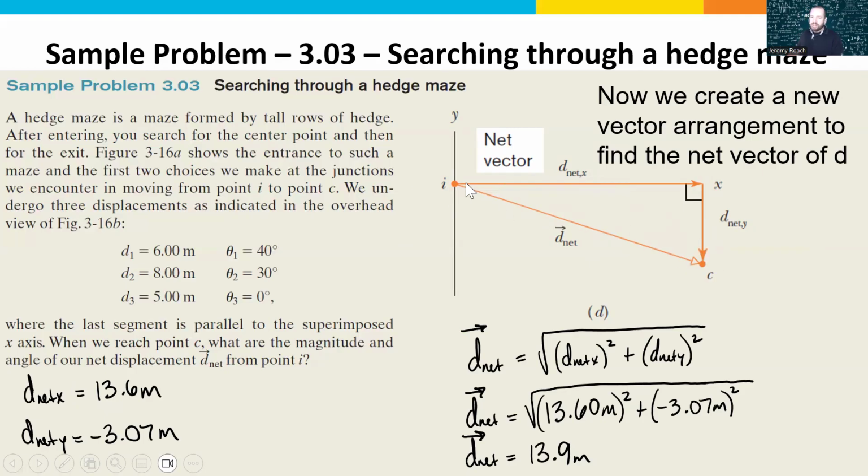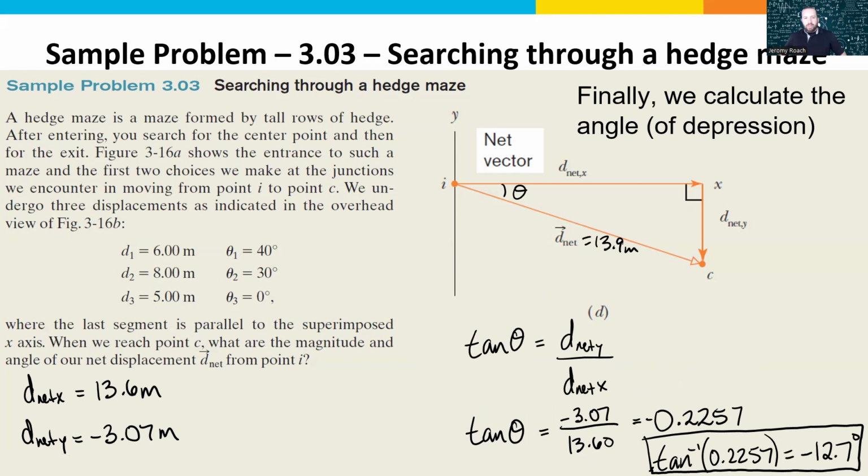We can calculate this with the Pythagorean theorem. It's a very simple formula. We went over it in the last video. We're just plugging this in. This is the formula for the net of a vector. This formula also applies if you have x, y, and z. So if you have a z component, you can still use this same formula. And so we get the net vector is 13.9 meters.